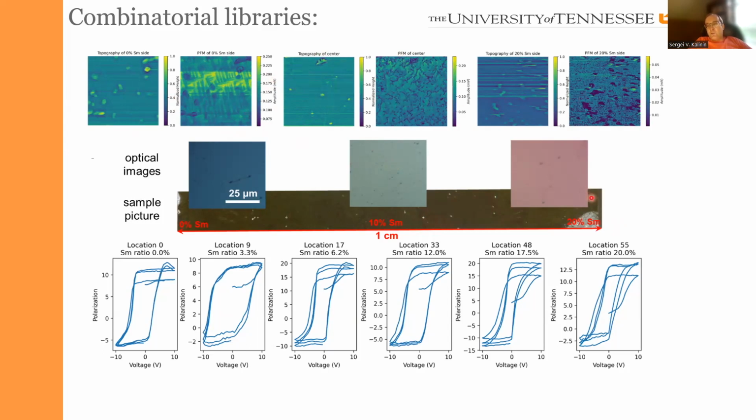On the other end, where we don't expect any ferroelectricity, we don't see much in the PFM signal. There are some splotches, and topography again is kind of comparable. If we try to measure the hysteresis loops across several locations, we can see that the hysteresis loop shape changes somehow across the sample.